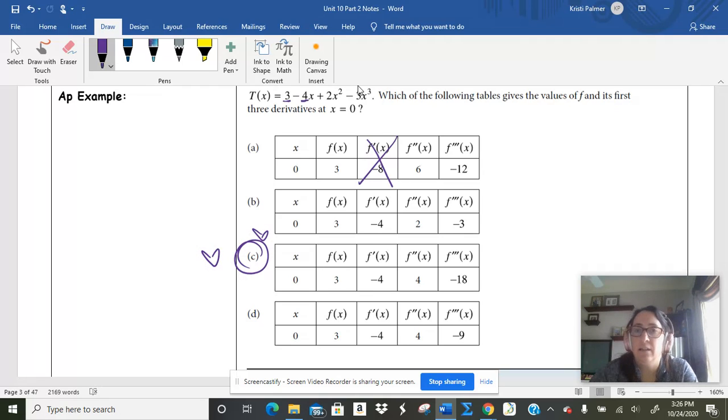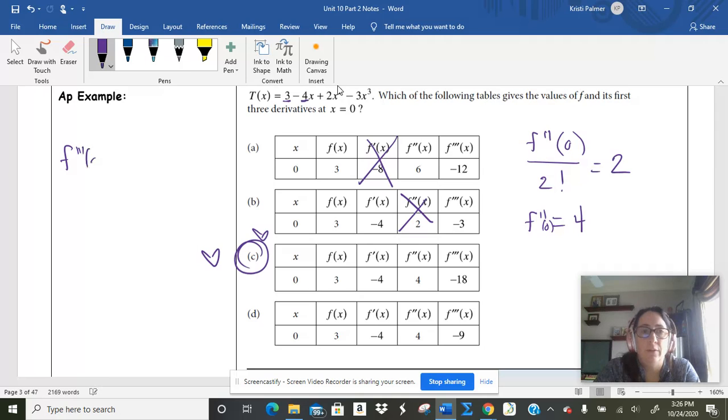So I had to take the second derivative of 0 over 2 factorial for the second degree part here and set it equal to 2. So the second derivative at 0 would be 4. So I can see that that one's out. Now we're left with those two. The third derivative of 0 over 3 factorial has been reduced to -3. So that third derivative at 0 would be -3 times 3 factorial, which is 6, so -18. So C is where I got my answer.